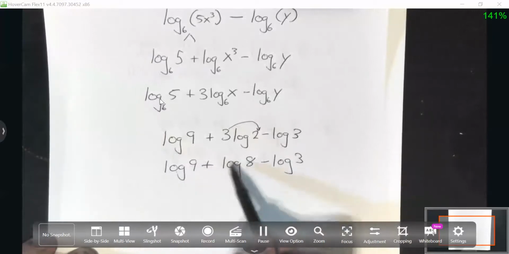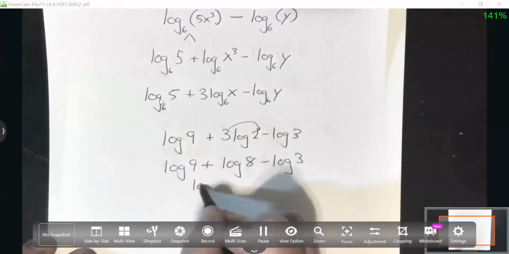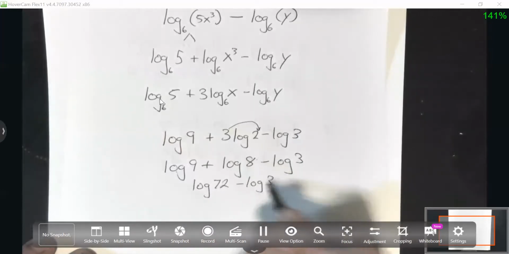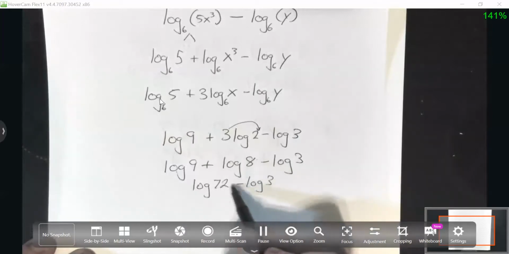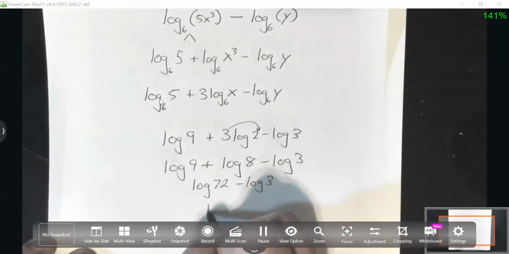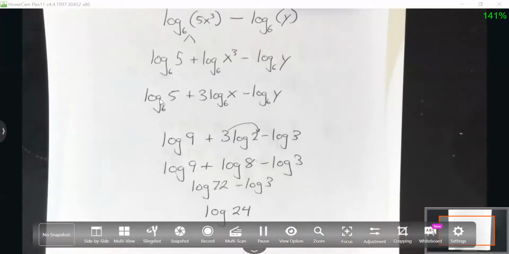Now I have 2 logs combined with a plus, so I can multiply the inner terms. So 9 times 8 is 72, giving me log 72 minus log 3. And then finally, if we have the same logs with the same bases and they're subtracting, that means we can divide the interior. So 72 divided by 3 would be 24. So this would combine into a single log as just log 24. So this is just a quick example of what it means to expand out logarithms or to combine them back together.